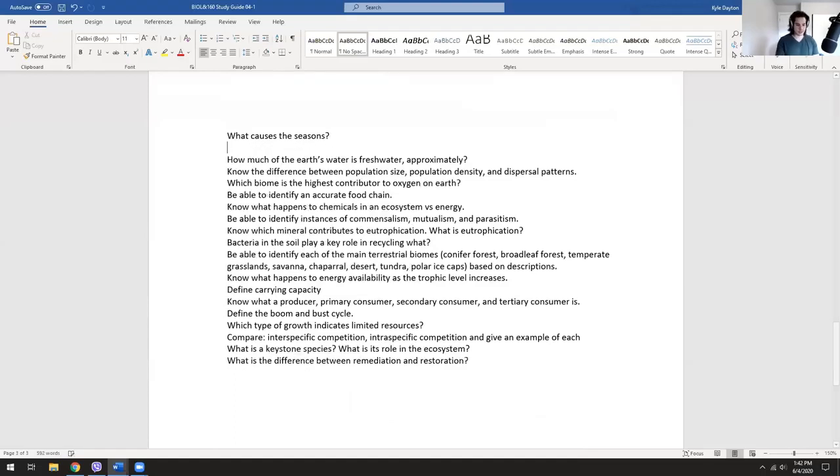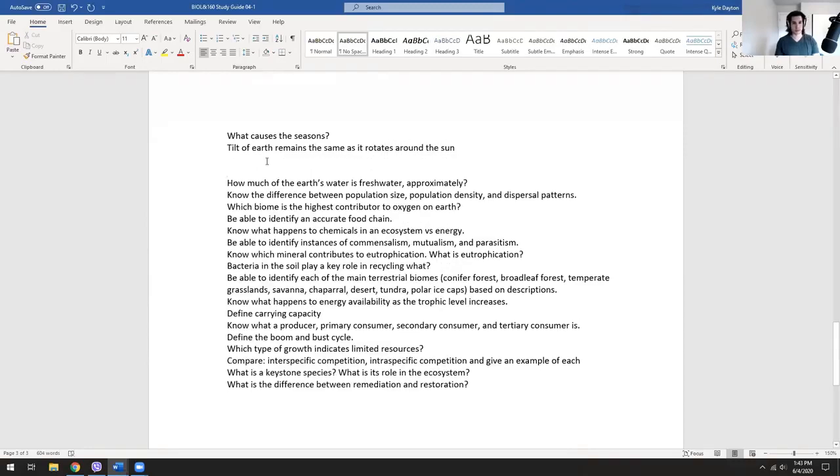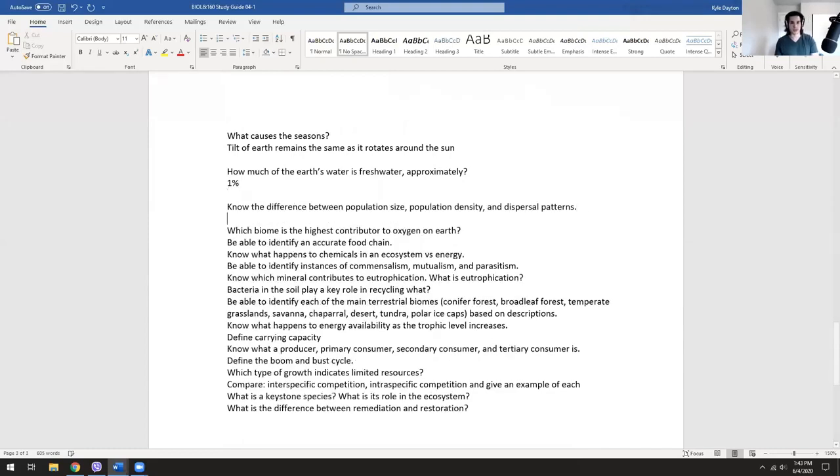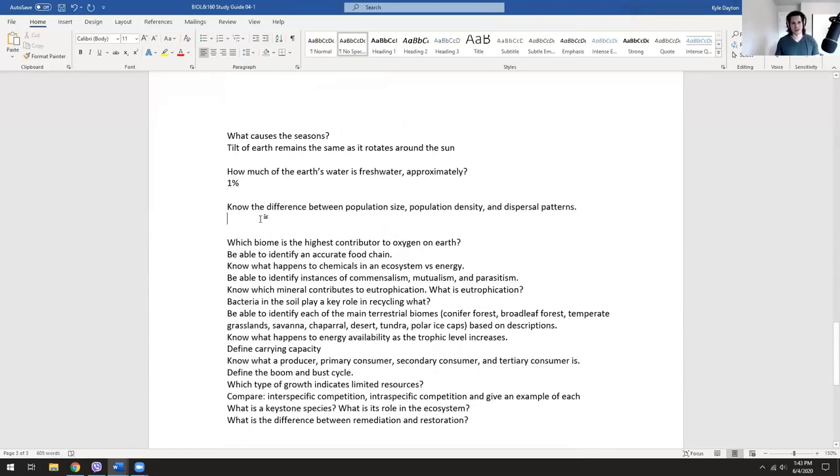What causes seasons? That's going to be the tilt of Earth, which remains the same as it rotates around the sun. How much of Earth's water is fresh water? It's about 1%. That's just more of a fun fact. I probably won't test on that. Or maybe I will. I don't know. That's easy. You guys know that anyways.